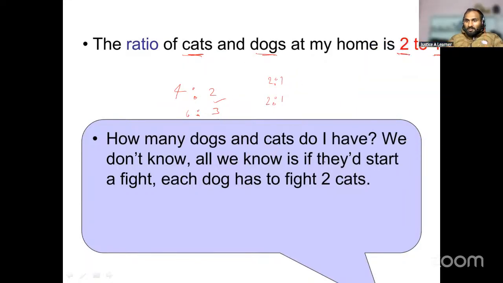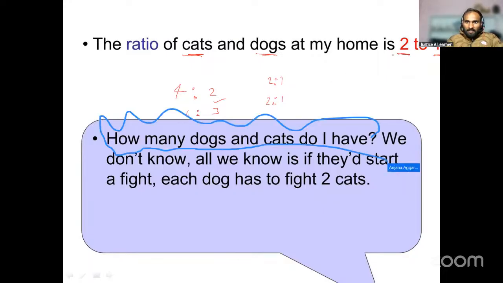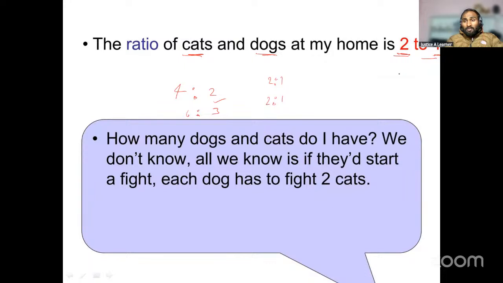How many do you have in total? This is not the question. If that is the question, one of the data would be given. Like it may be given like the ratio of dog and cat is 2 to 1, and I have, for example, 6 dogs. So how many cats am I having? Can you tell me the data? If you have 6 dogs, how many cats will you be having?